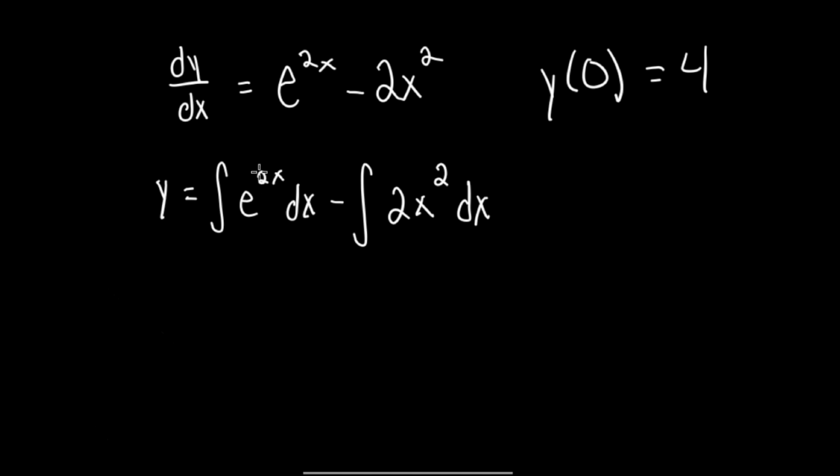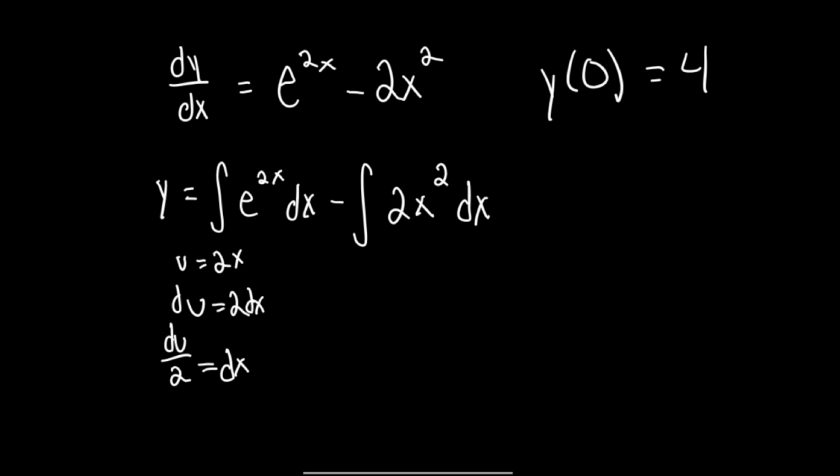Now with this first integral, we can just use u-substitution where we set u equal to 2x and then take the derivative of both sides. du is equal to 2 dx. And then we can isolate dx by dividing both sides by 2. So we're left with du over 2 is equal to dx.